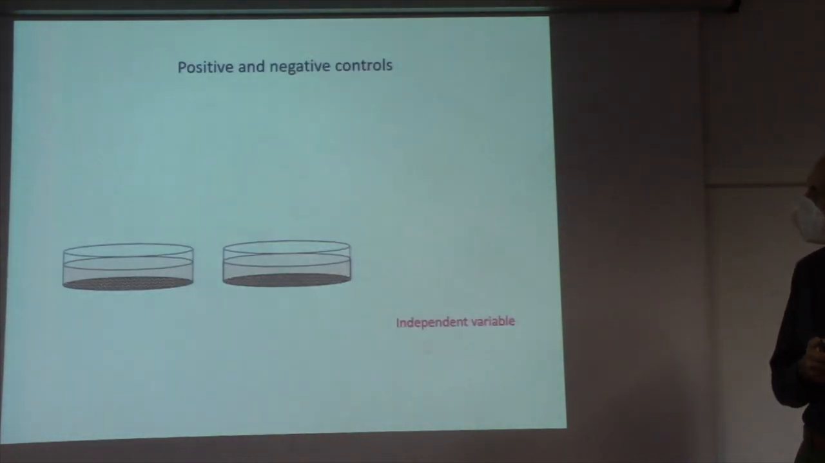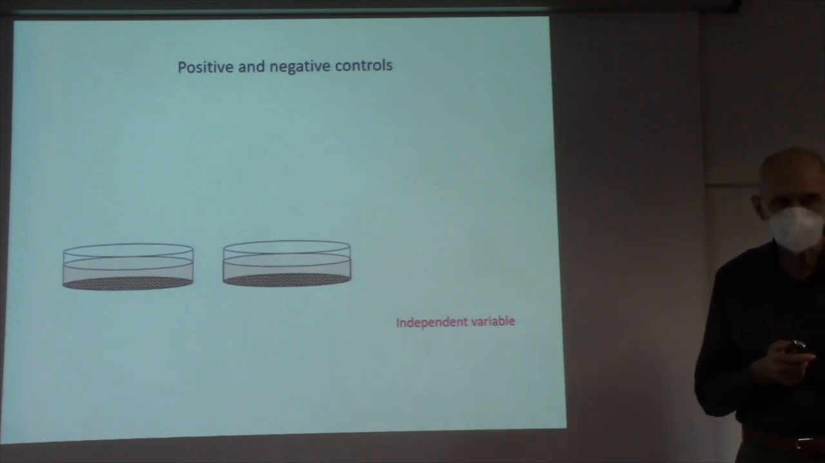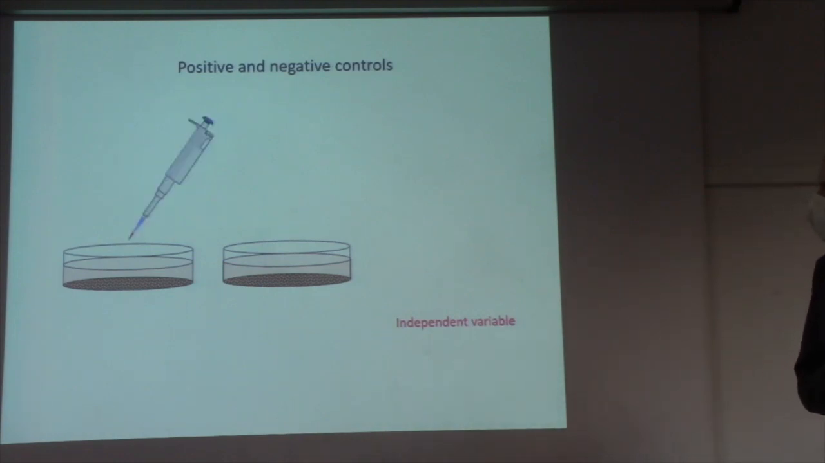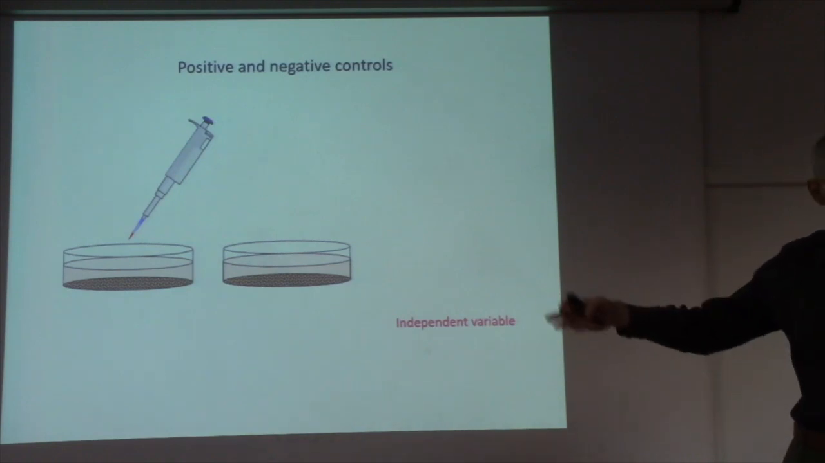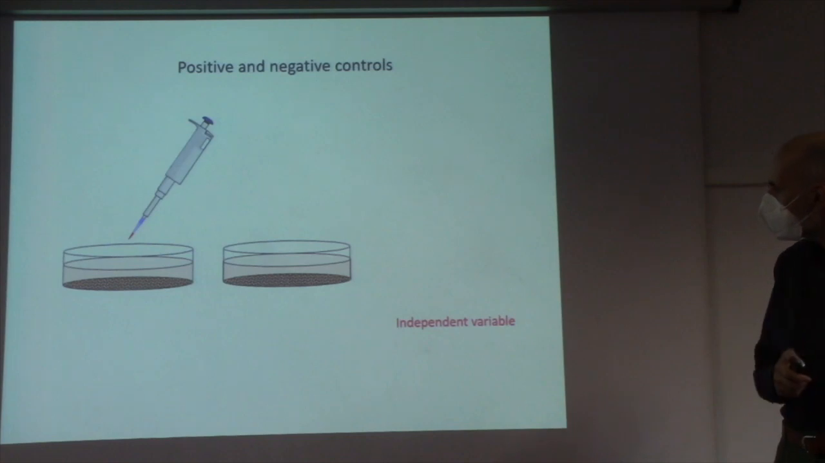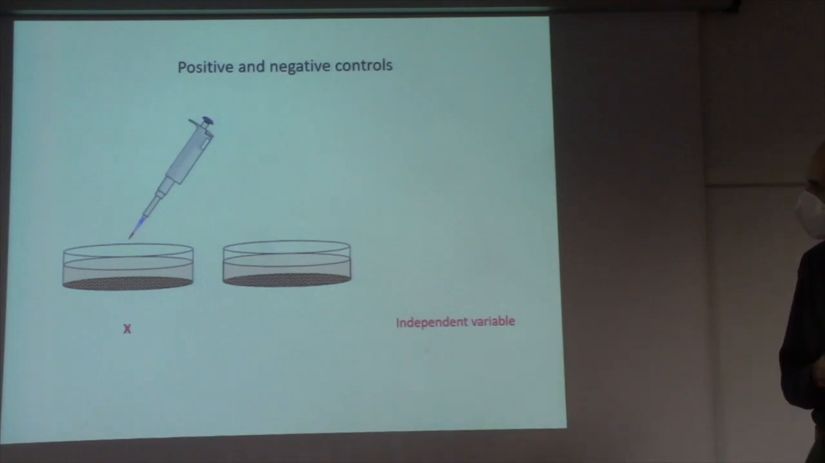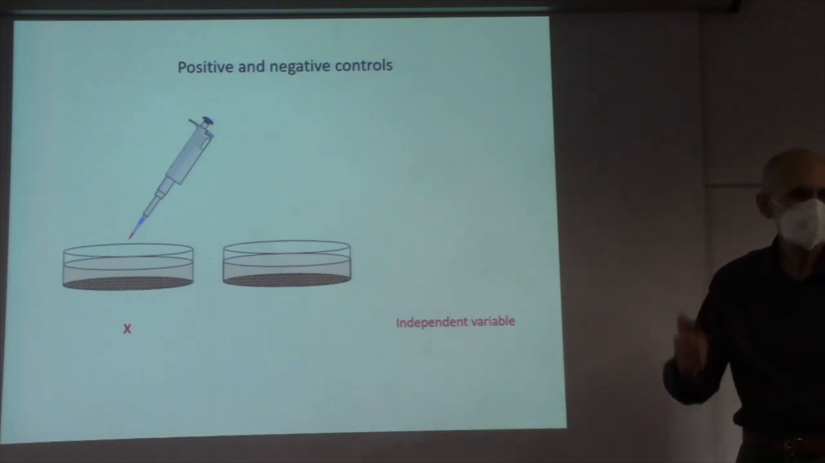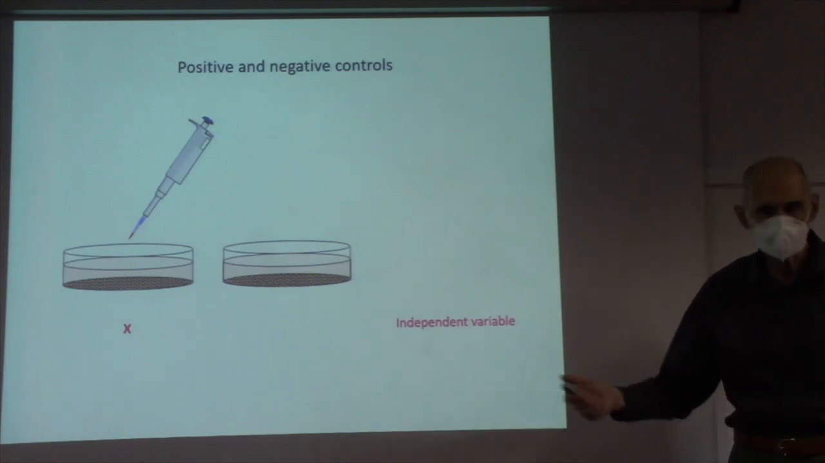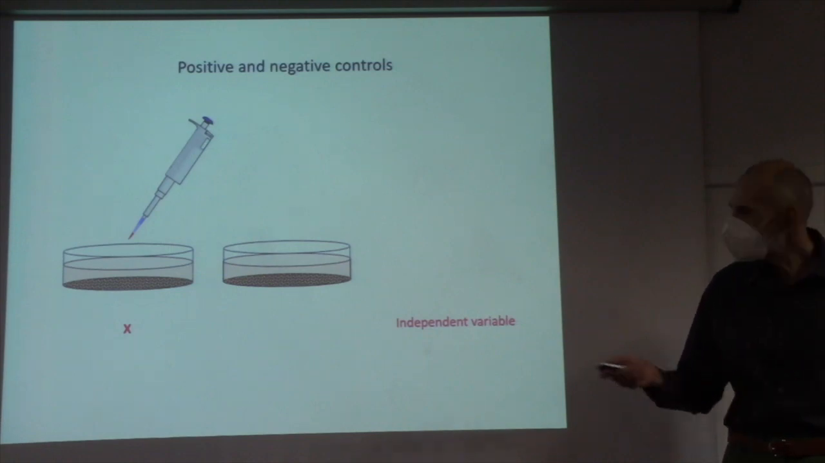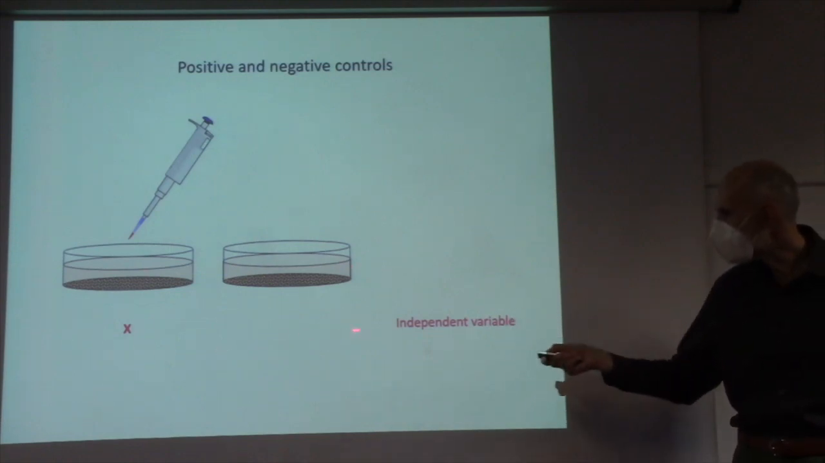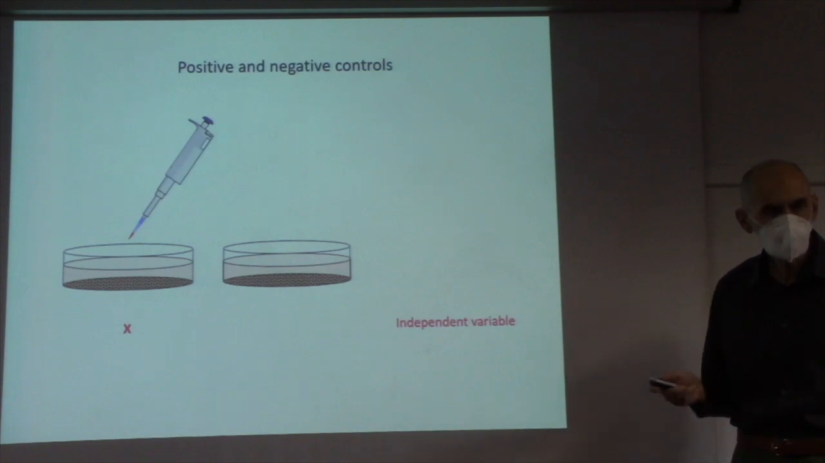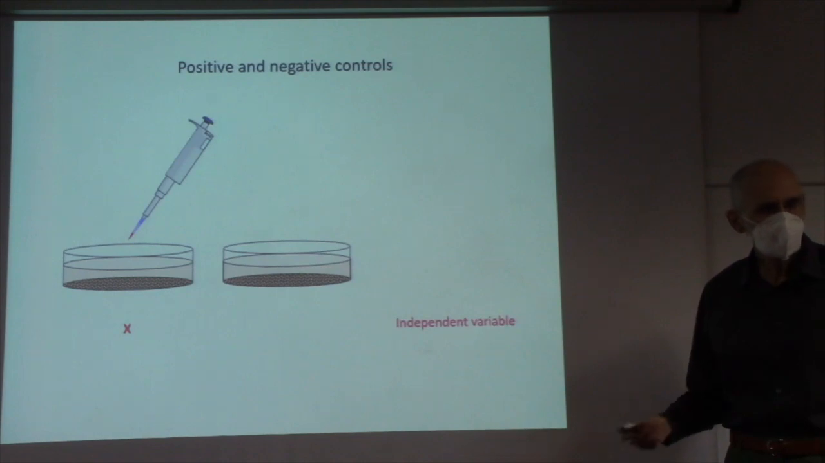All right, so let's continue. Positive and negative control. Let's say that we have an independent variable, and we call this the independent variable X. We have the substance in the cell culture medium, which is present here and not here. So it's an isolated and independent variable. We want to know what this substance causes to the cells.